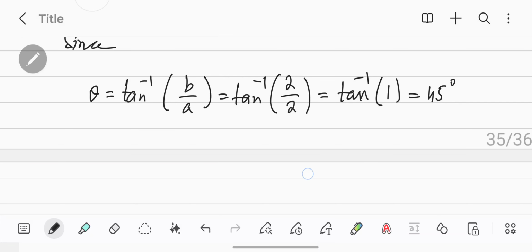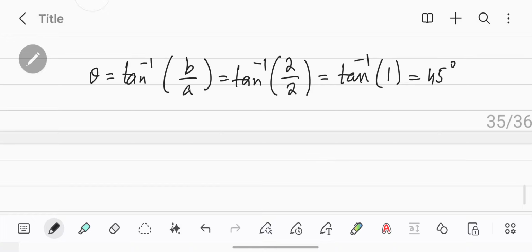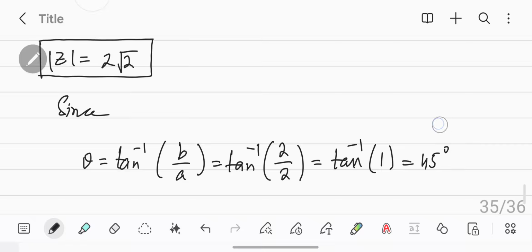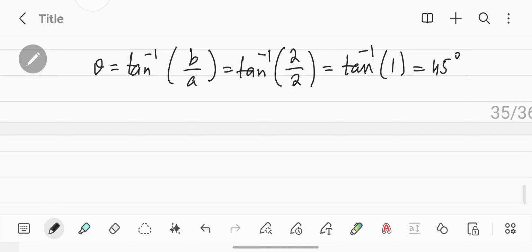Just like the previous video, I told you your theta can be either this angle or you can add 180 degrees to it because the period of tangent theta is 180 degrees. But if you write theta equals 45 plus 180, it's equal to 225.